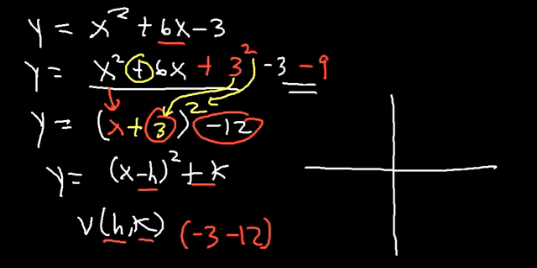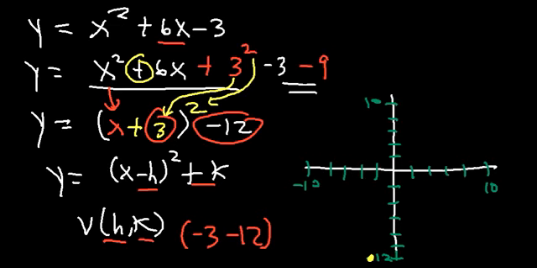So it's negative 3, negative 12. I'm going to go by 2's. 2, 4, 6, 8, 10, 12. So that's negative 12. 2, 4, 6, 8, and so forth. So we have the point negative 3, negative 12, which is somewhere in this region.